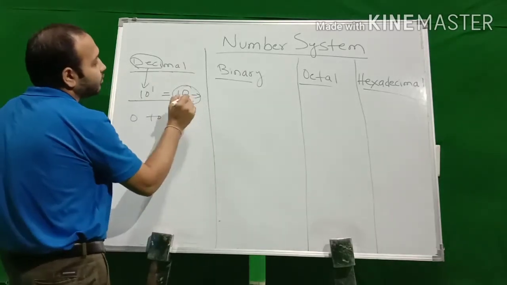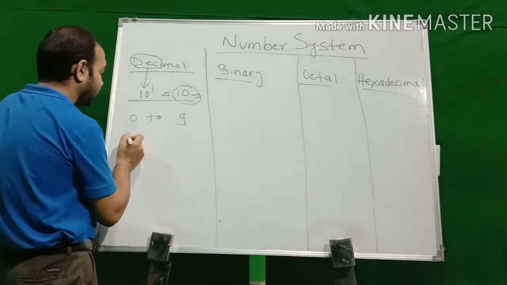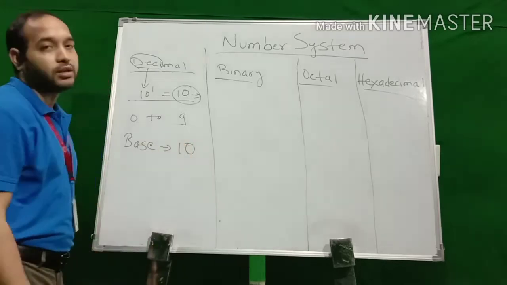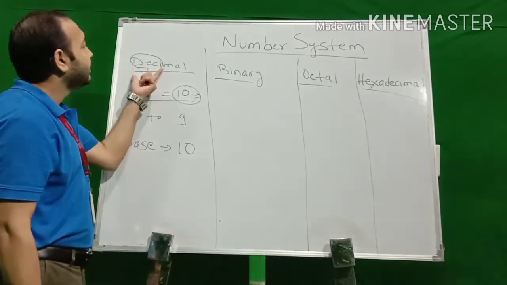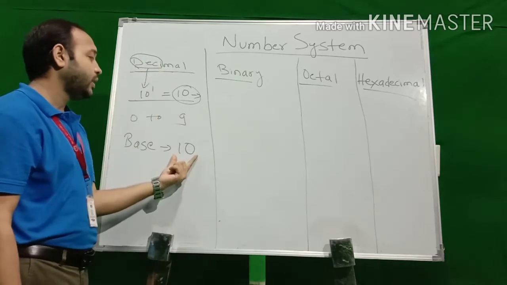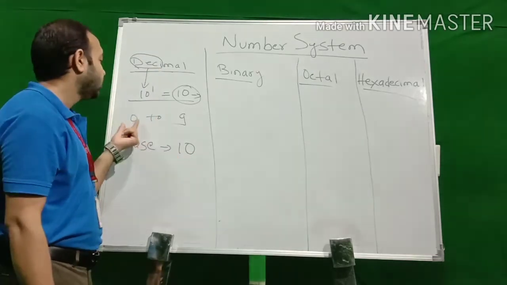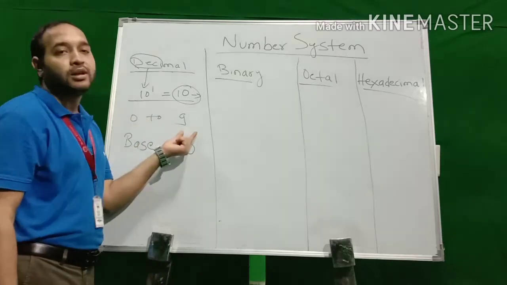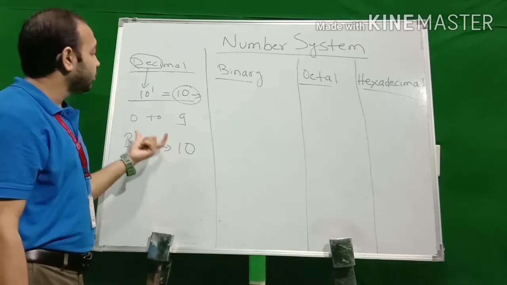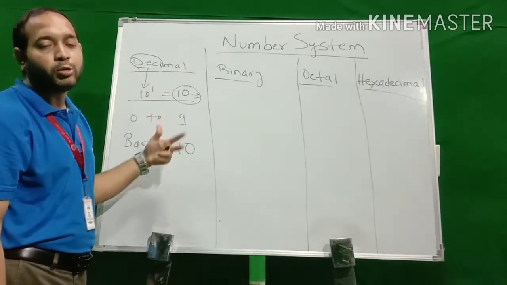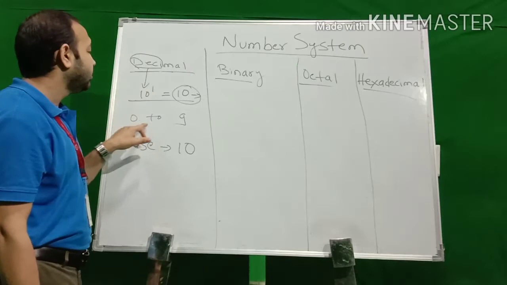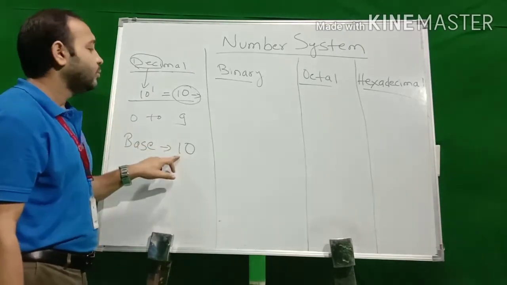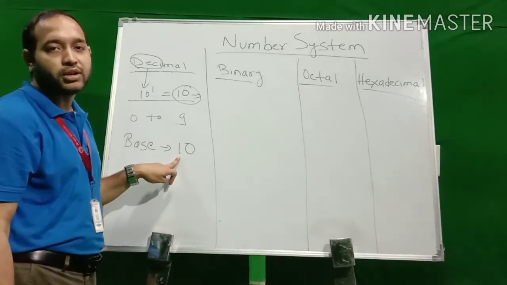So the base of this number system is 10. That's why we call it decimal number system, because we have base 10 and numbers 0 to 9, meaning we have to use the numbers between 0 and 9. Whatever we do next, addition, subtraction or counting, you have to use only these numbers 0 to 9. That's why we call it decimal number system having base 10.